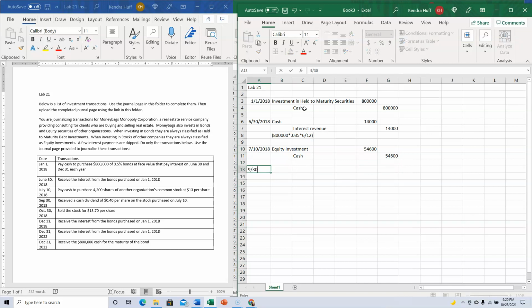September 30th of 2018. Received a cash dividend of 40 cents per share on the stock purchased on July the 10th. So I received cash and it's dividend revenue. And it's going to be the 4,200 shares times the 40 cents.